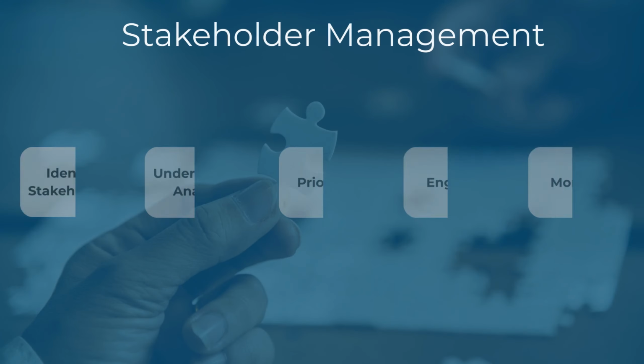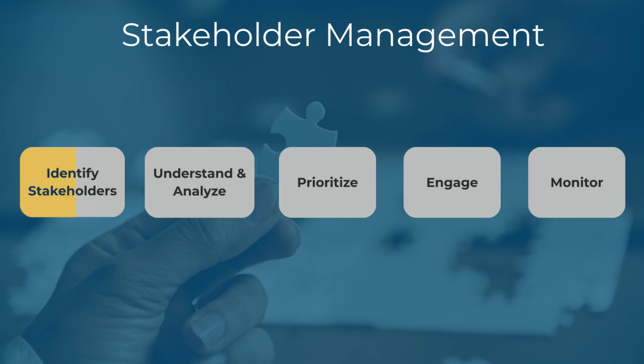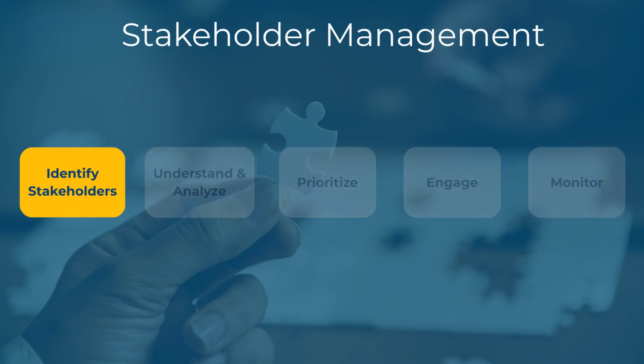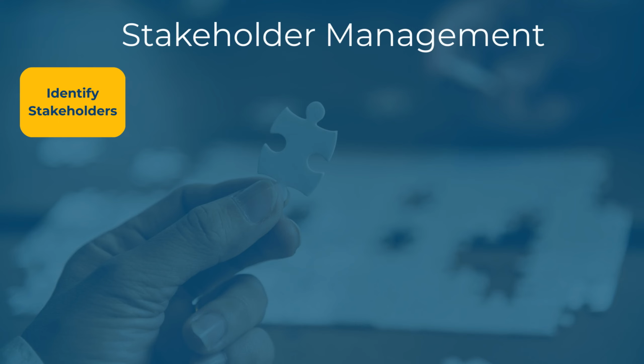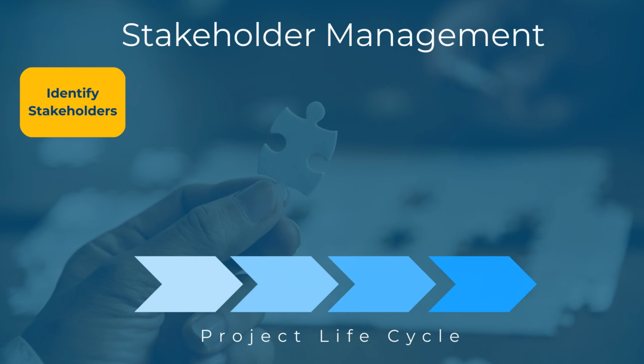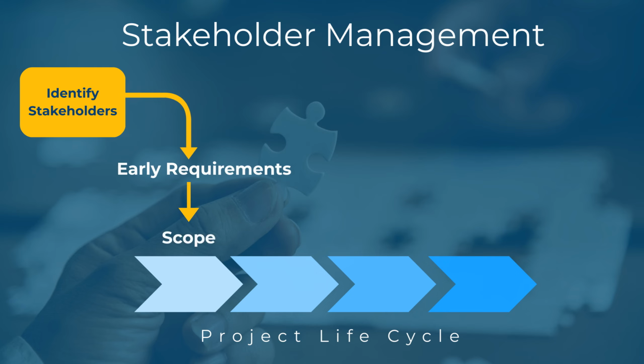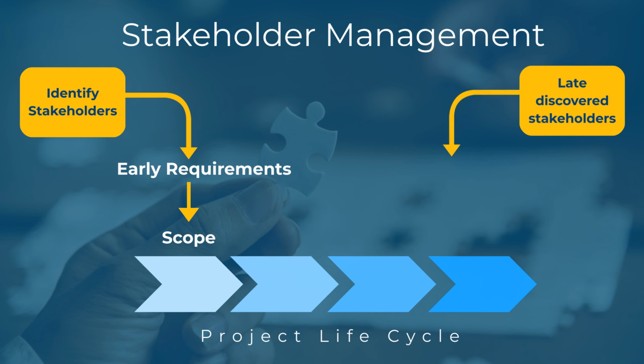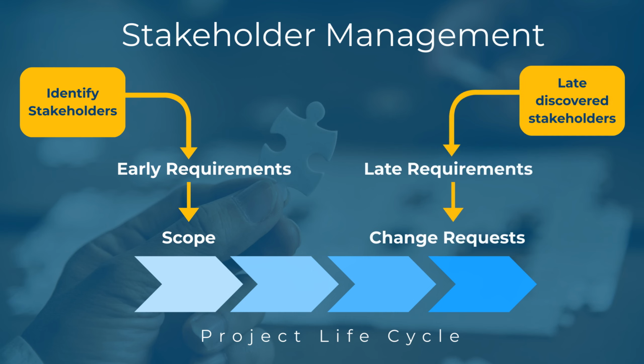The first step in stakeholder management was to identify the project stakeholders. Stakeholder identification should happen as early as possible in the project's life, because it is the stakeholder requirements that determine the scope of the project and other constraints. And as we've seen before, the requirements of the stakeholders that are discovered late will be in the form of change requests. This will cause your project to be delayed and the cost of the project to increase. And you don't want that to happen, of course.